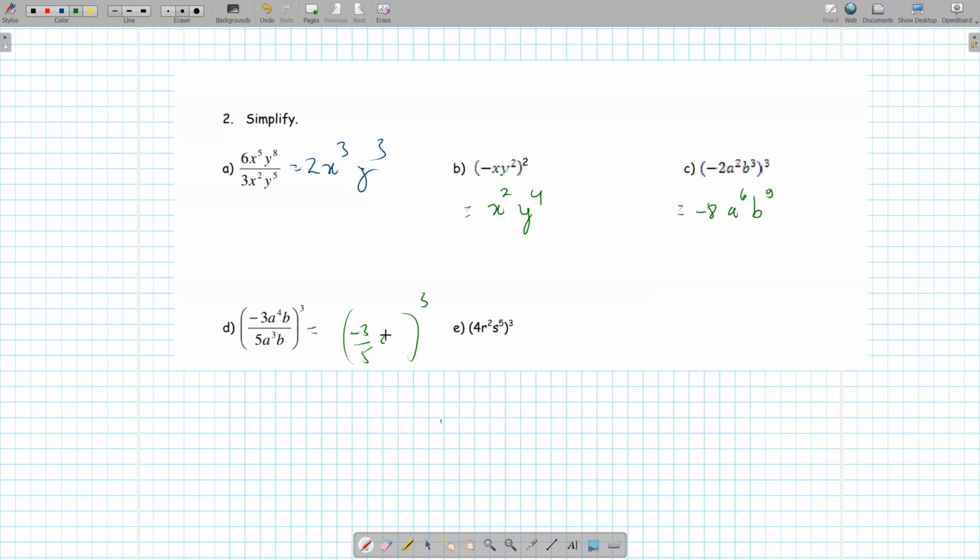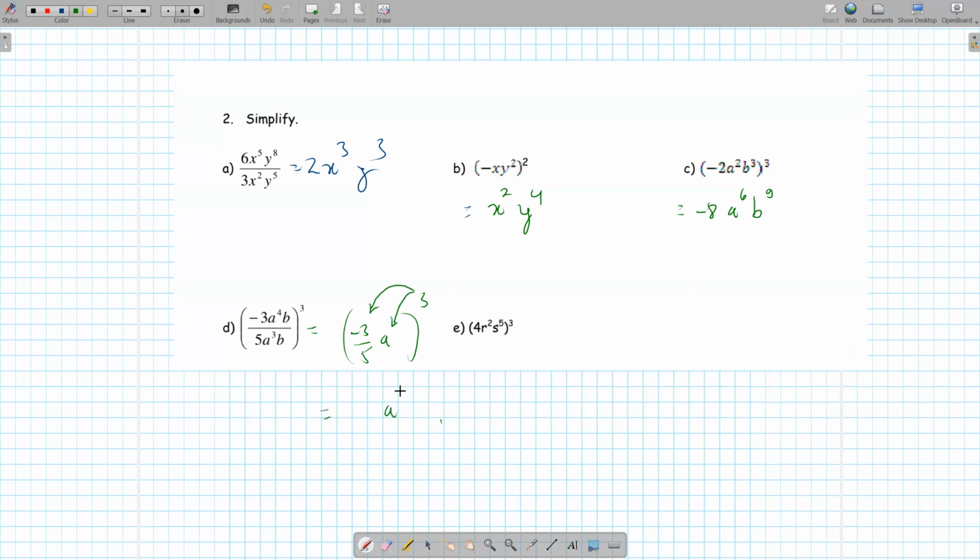Yeah, and 1B. Oh, right? B over B, B to the power of 1 minus 1. It's B to the power 0. You can ignore it. There's no B's. And then when you open this bracket, look at this. This applies to negative 3 over 5. It also applies to A.